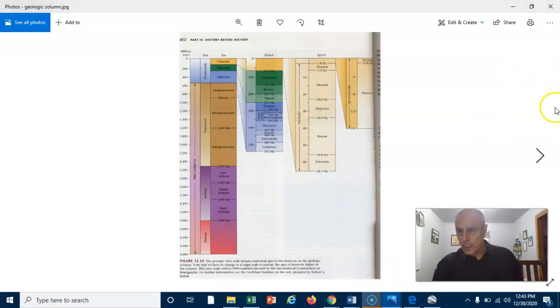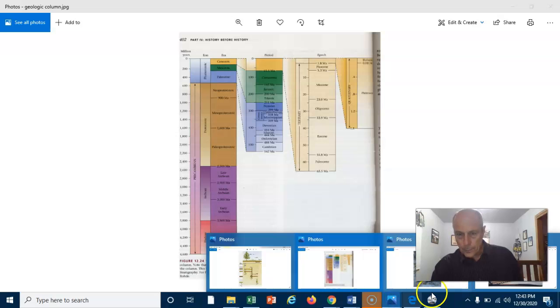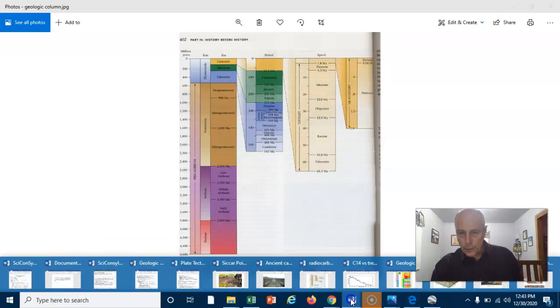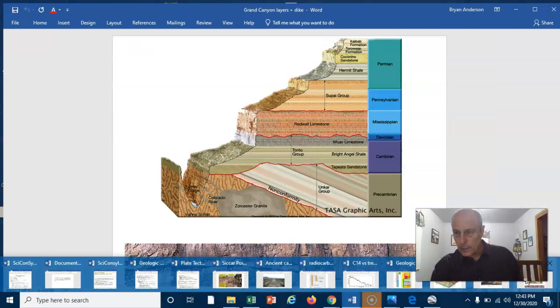Is it this one? No. I wanted to, it's a scroll down one that I wanted to look at, so we'll look here. Yeah, this is it.